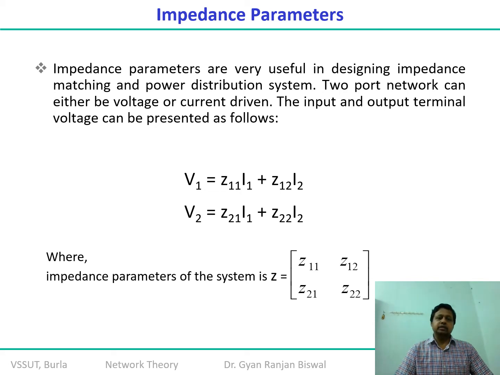That means we are considering a two-port network where all the terminal currents are known to you. As far as the two-port network is concerned, both the input current I1 and the output terminal current I2 are known to you, whereas V1 and V2, that is the input and output terminal voltages, are unknown to you. So they are dependent variables and currents are the independent variables.